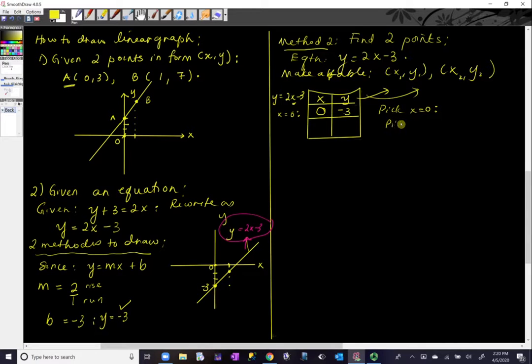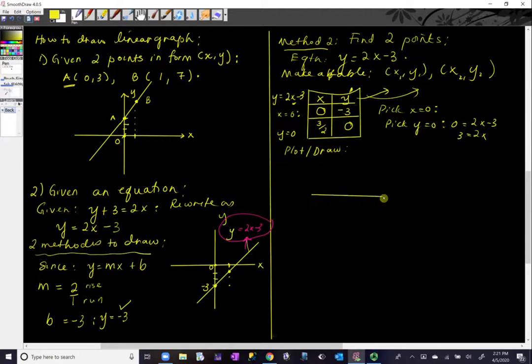Then my second choice is I pick y equals 0, which means in the y column I'm going to put 0. So y equals 0, what is my x then? So you will do 0 equals 2x minus 3, so 2x equals 3, so x is 3 over 2.